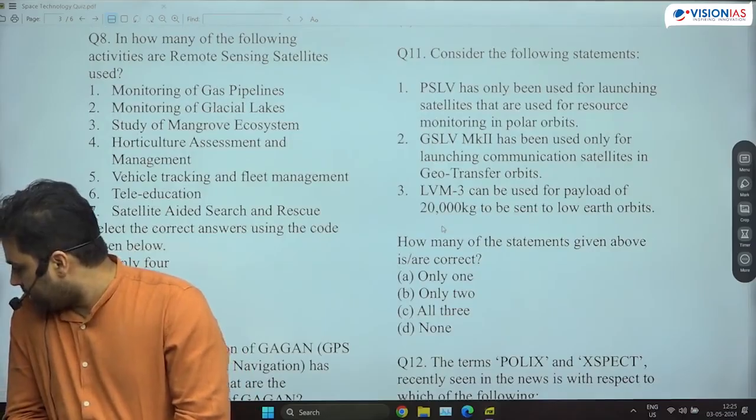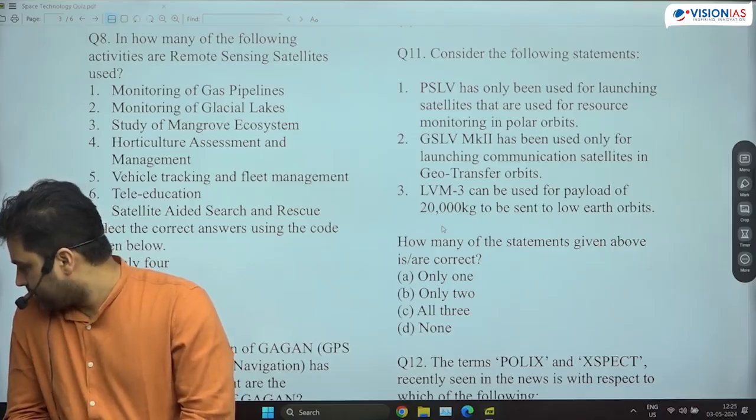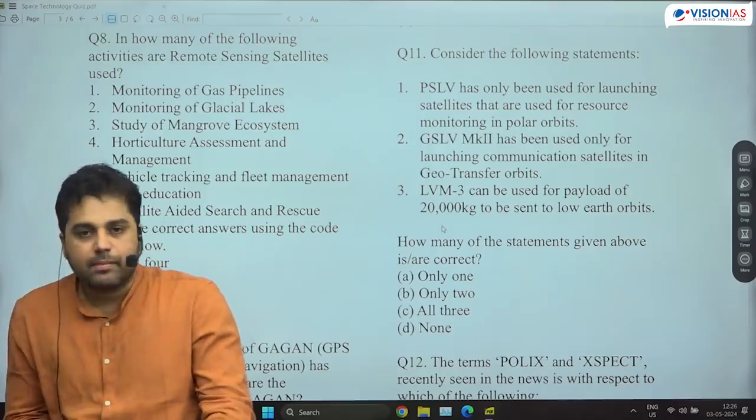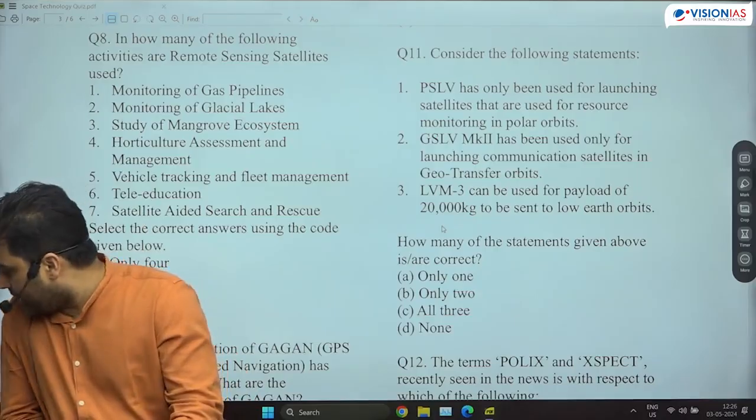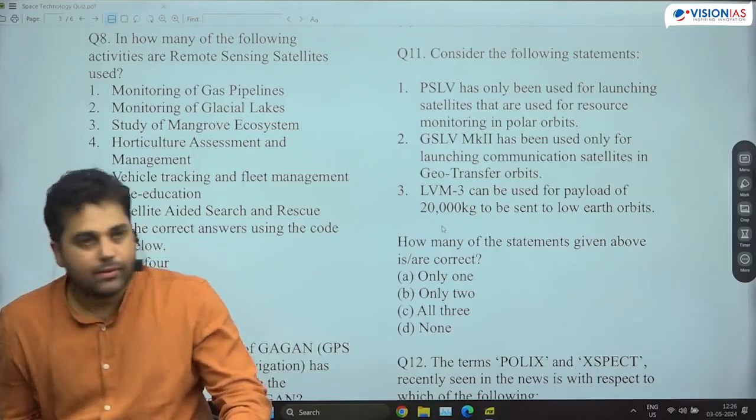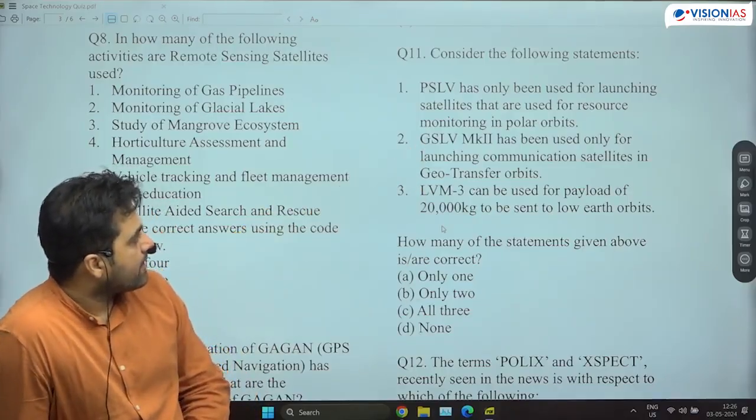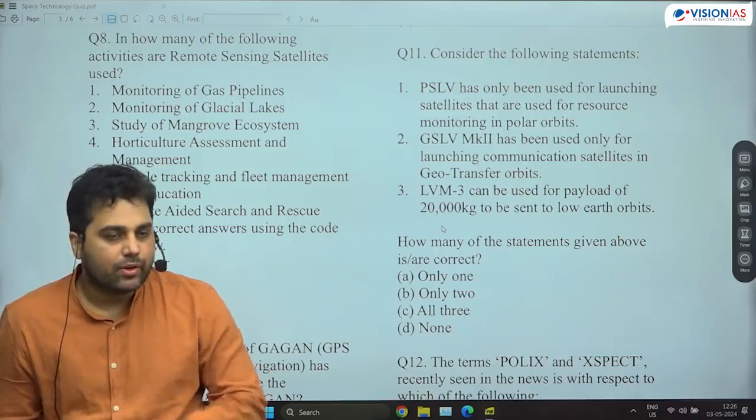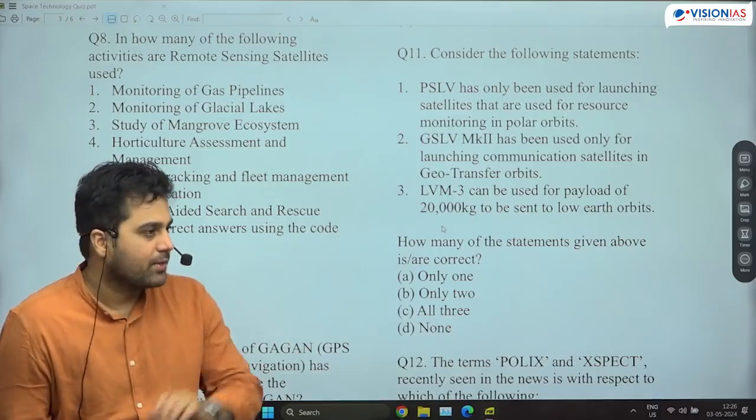Consider the following statements. यहाँ पे क्या होगा आंसर? Which one? नहीं, लास्ट भी कहाँ से सही है? थर्ड भी सही नहीं है. Answer is none here. So PSLV has only been used for launching satellites. The keyword here is only. Only been used for launching satellites that are used for resource monitoring in polar orbits. PSLV has been used to launch satellites in geotransfer orbit also. I have talked about that. I am very sure that I talked about this.